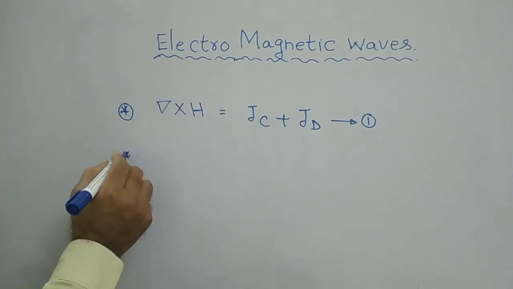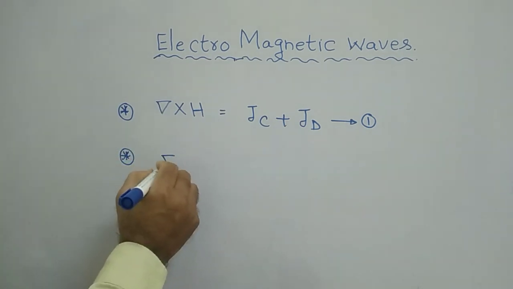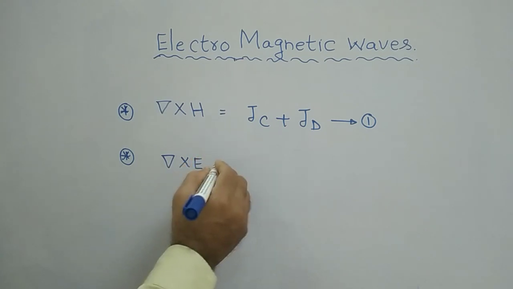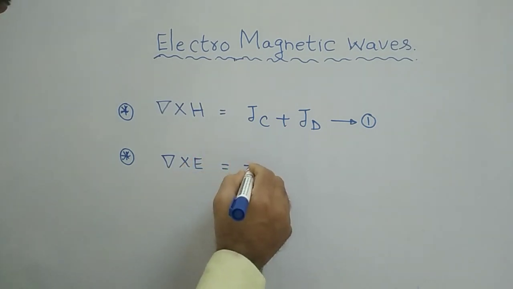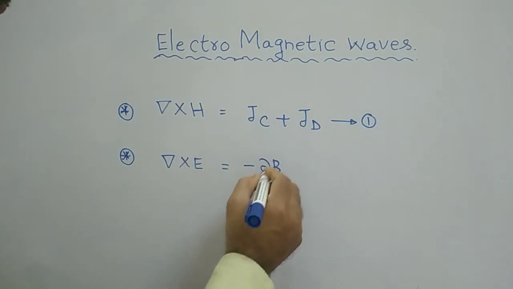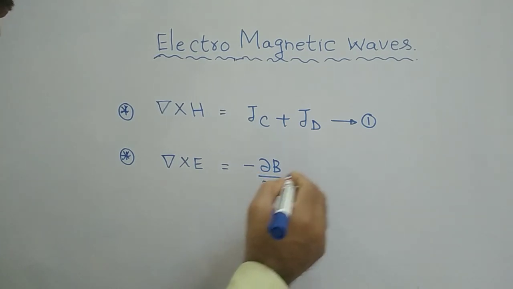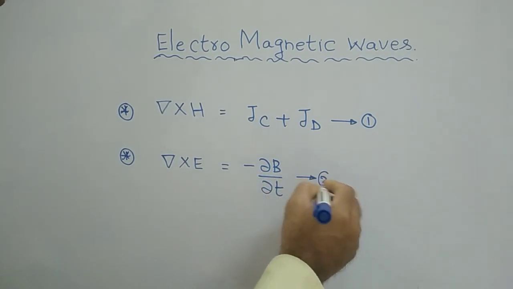And what is the second Maxwell's equation? You know, del cross E. Del cross E is equal to minus dou B by dou T. That is the second Maxwell's equation.